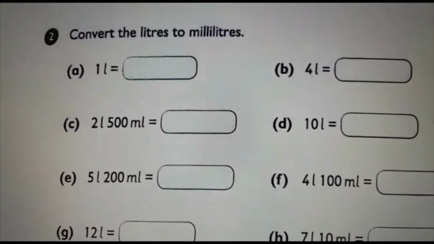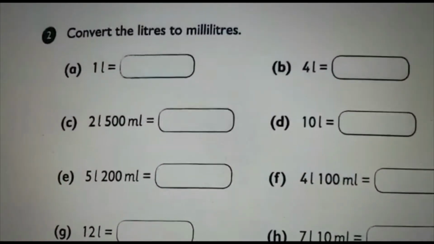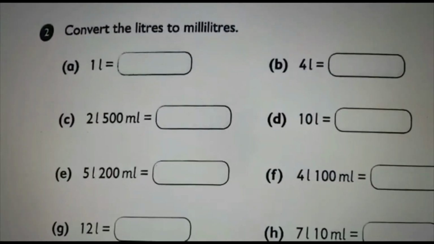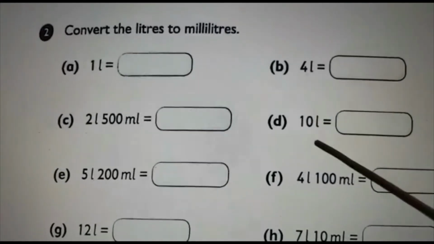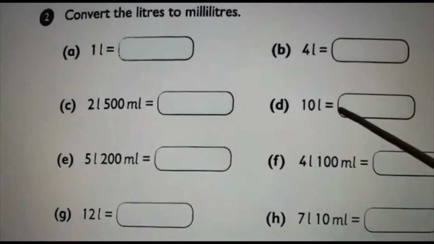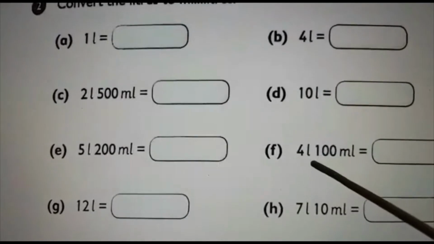Conversion to which? If we are converting to milliliter, if the quantity is already in milliliter, no need to change that. We change only the other thing. So same here, only 10 liter. So straight away multiply by 1000.